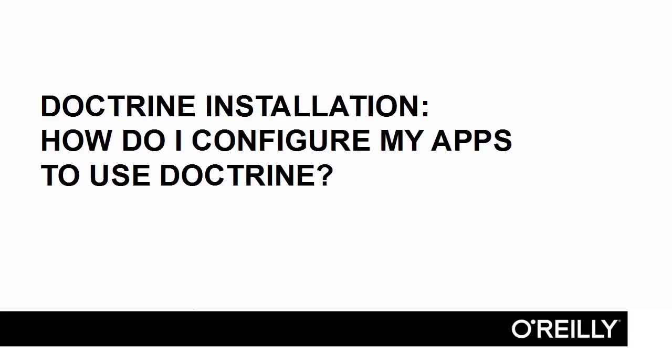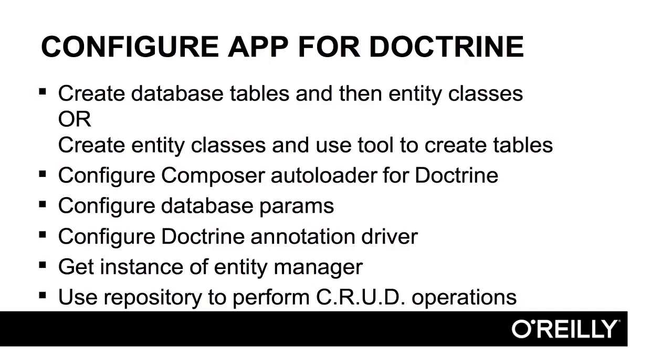In this video, we will discuss how to configure your applications to use Doctrine. The first step is to either create the database tables and then your Doctrine entity classes, which take the form of class definition files located in one or more directory structures. Or alternatively, you can first create your entity classes and then use the Doctrine command line tool to automatically generate the database tables. It's important to note that the tool will also create any indices and constraints that are necessary for the application to function properly.